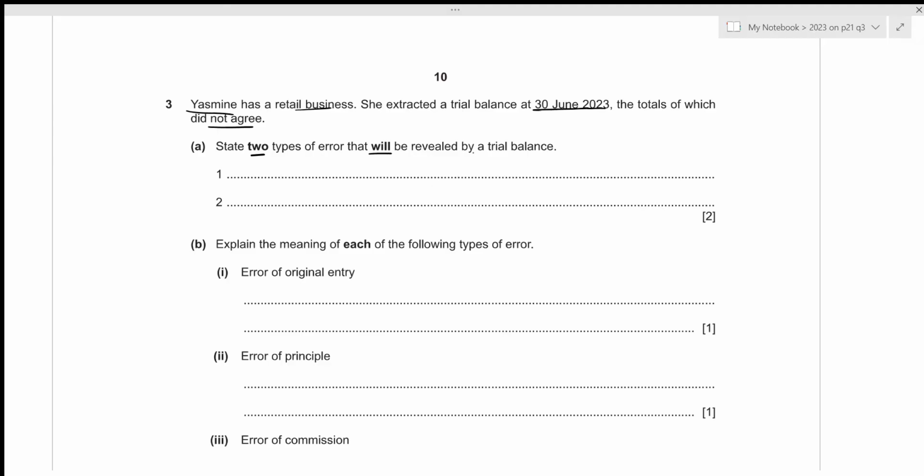So the very first type of error is going to be partial omission error, where we enter it on one side, but the other side is not updated. Those kind of errors will definitely be revealed by a trial balance. So the first one will be partial omission.